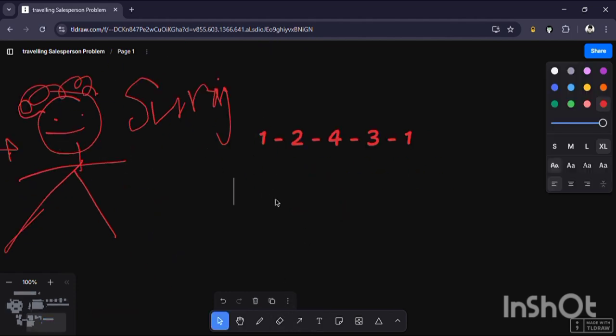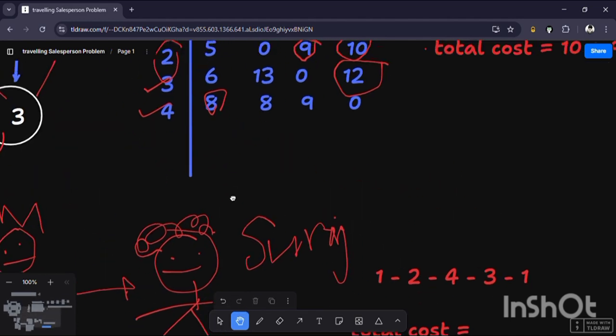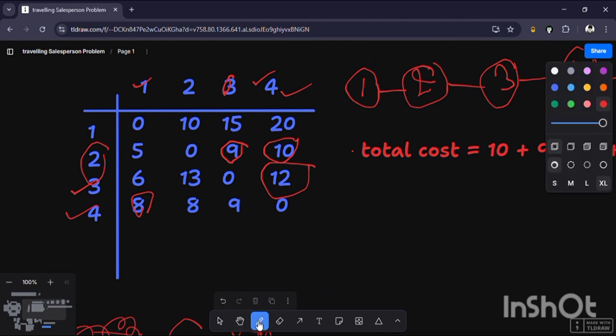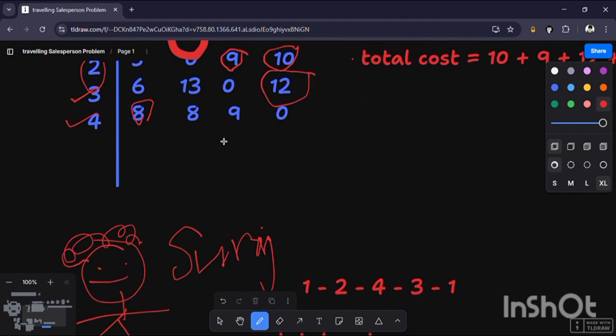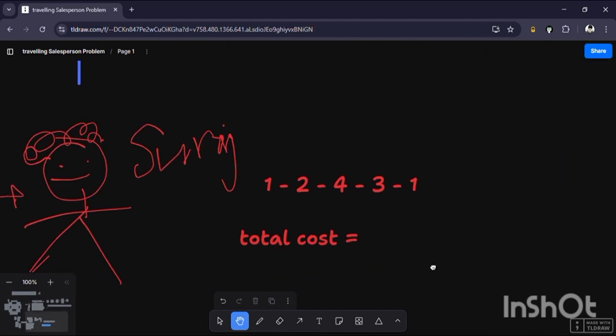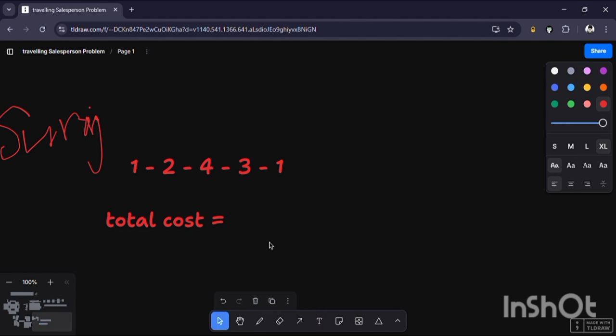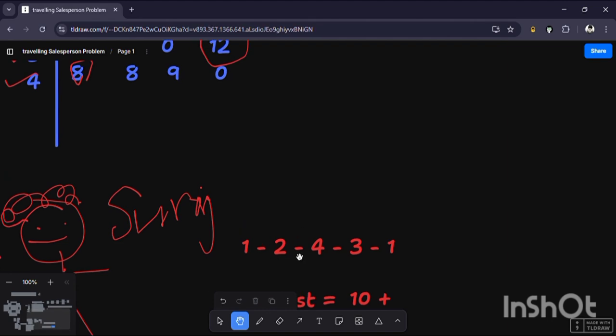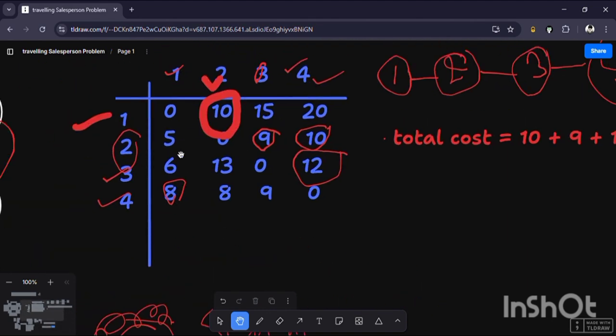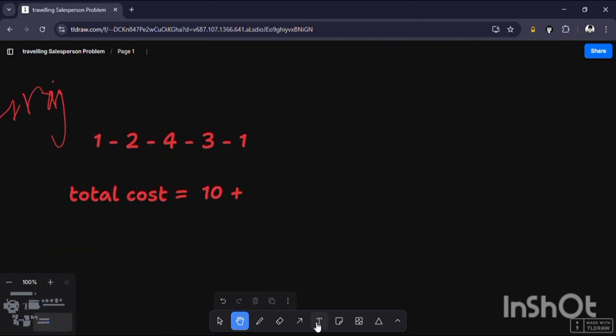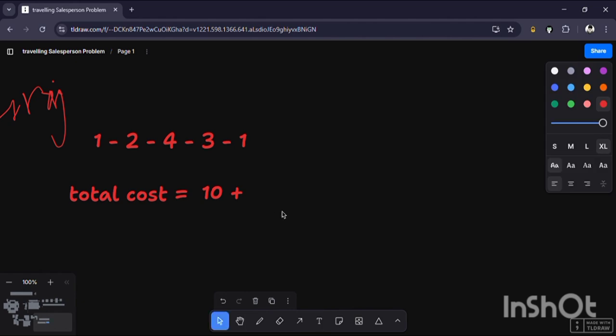The total cost of this path will be, from 1 to 2, what is the cost? 1 to 2, the cost is 10. So let me write 10 here. 10 plus, now 2 to 4, what is the cost? 2 to 4, the cost is 10. So let me write 10 again.